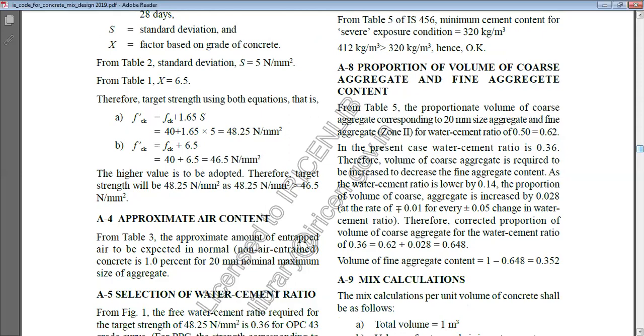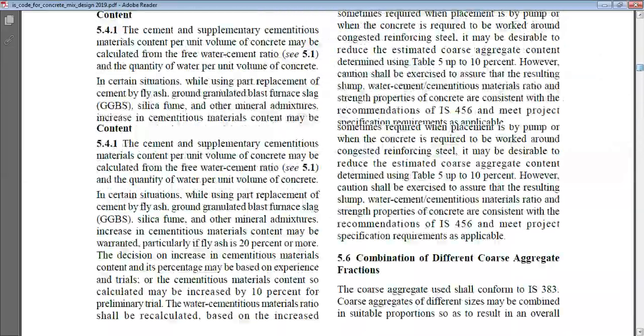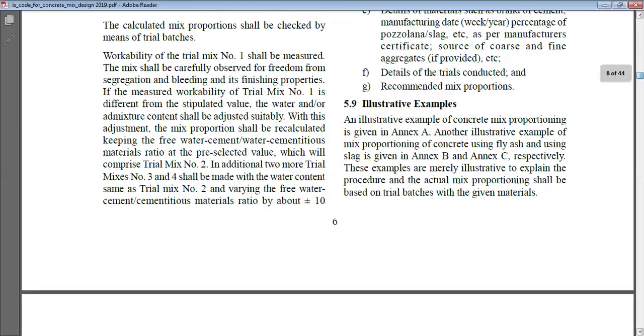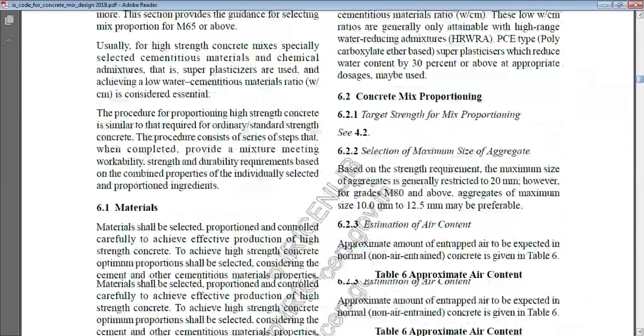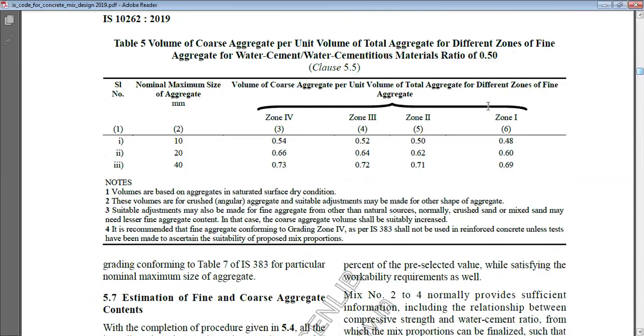For both coarse aggregate and fine aggregate, the total volume we are taking as 1. I will go to Table number 5 and also zone 2. It is given. Okay, here it is, Table number 5.